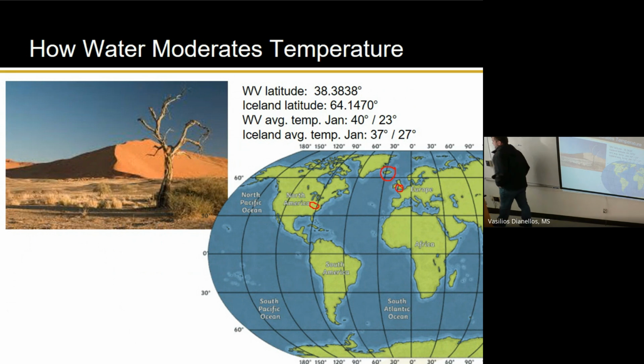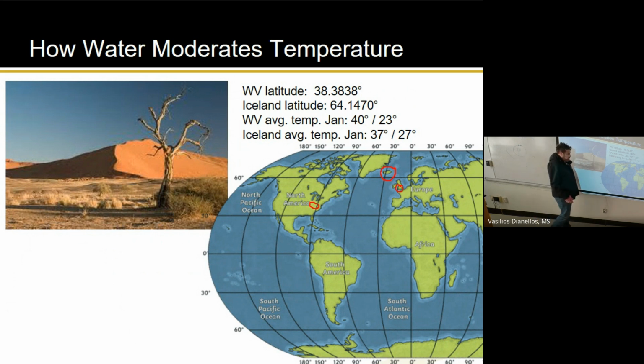But the difference is Iceland is surrounded by water. The water is very good at moderating temperatures. West Virginia is not surrounded by water, so we have bigger temperature differentials because of that, right? So we don't have the water. So Iceland, like I said, you can look right there, very similar climates.